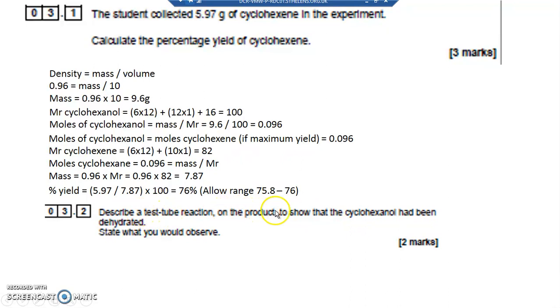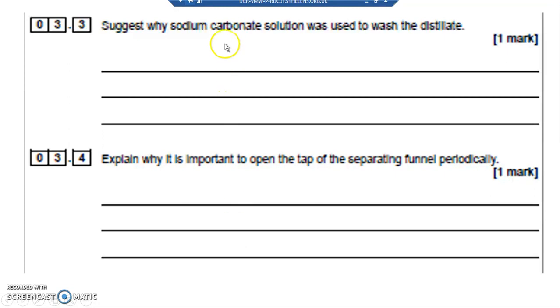Describe a test reaction on the product to show that cyclohexanol had been dehydrated. Well, it's making cyclohexene, so the test for a double bond is bromine water. It would go from orange to colourless. Suggest why sodium carbonate was used to wash the distillate. That's to remove any acid left in the flask, so we're using phosphoric acid, so it'll remove any acid. Explain why it's important to open the tap of the separating funnel. So the sodium carbonate and the acid are going to make bubbles of carbon dioxide. You need to release that.